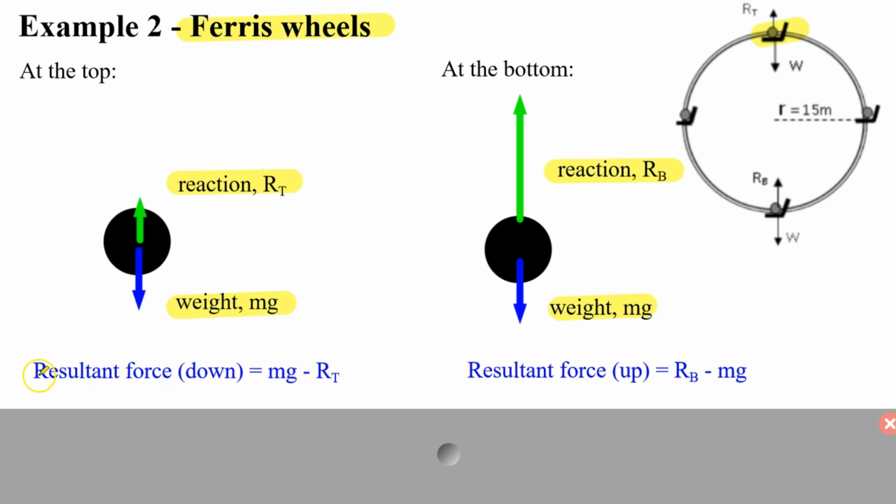So the resultant force, which is the name we give for the centripetal force, at the top is equal to the weight take away R_T, the reaction force at the top. So that's slightly different to what we had before. If this was the tension, it was tension plus mg, because the tension was acting downwards towards the center. However, at the bottom, that looks very similar to our previous example. The reaction force has got two jobs to do. It's got to balance the weight and also provide a resultant force towards the center.